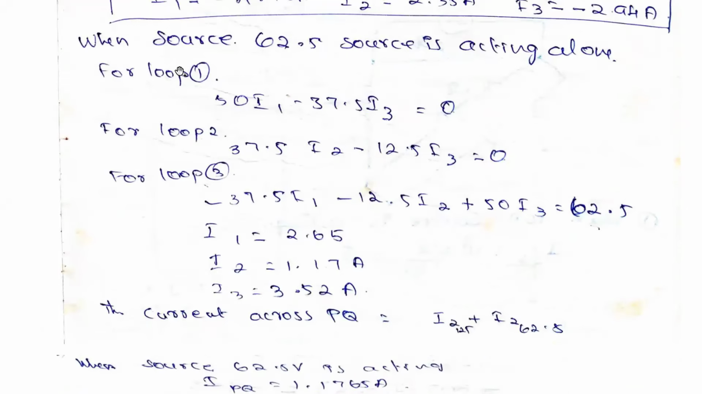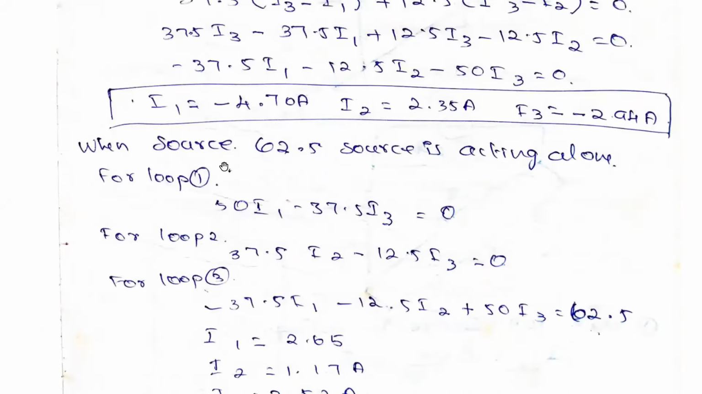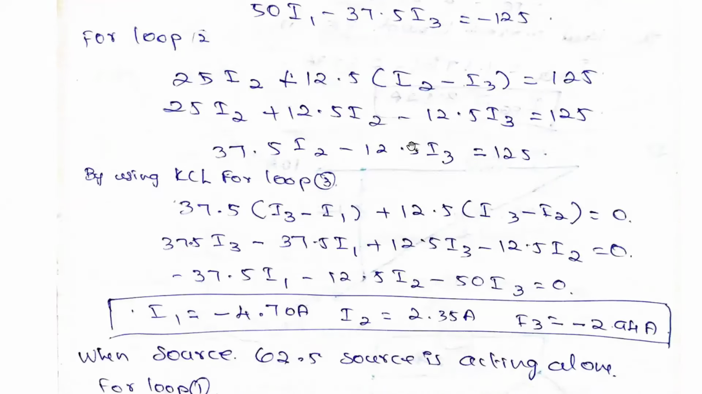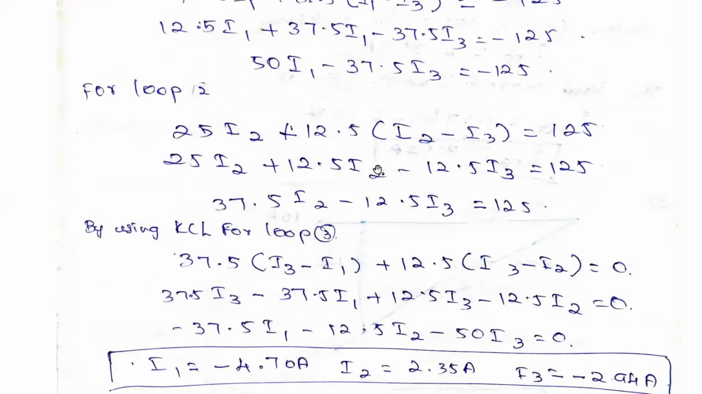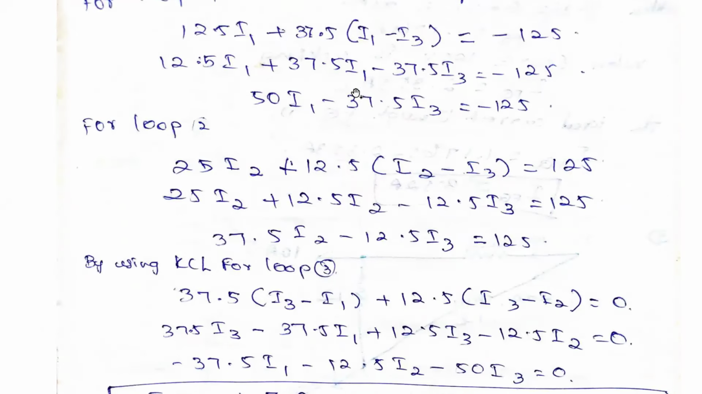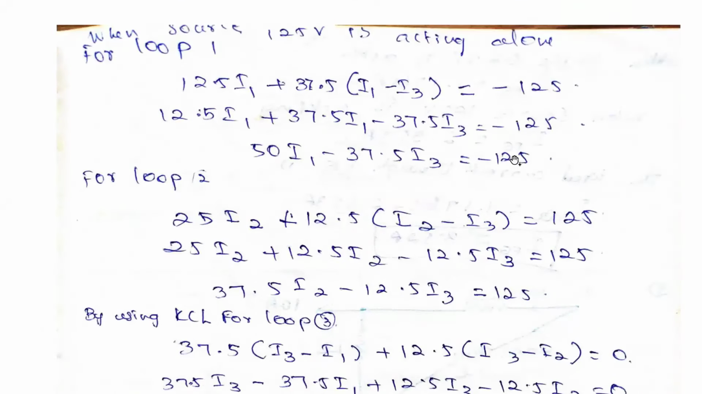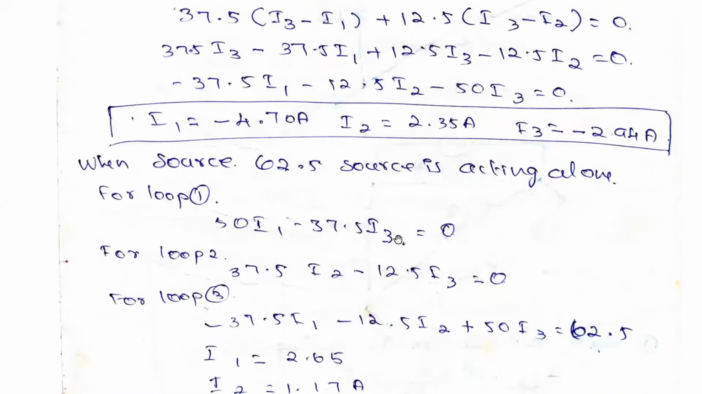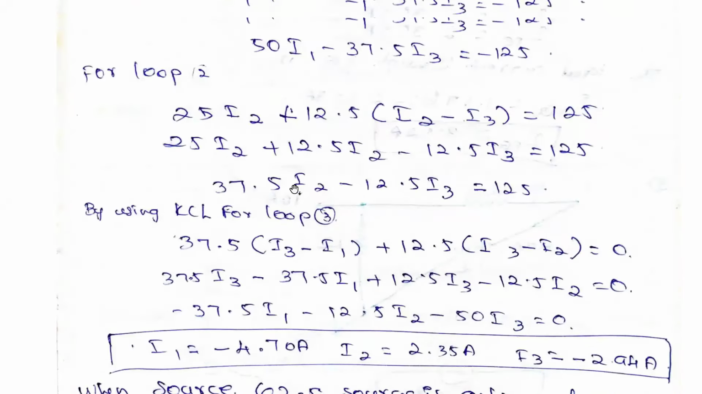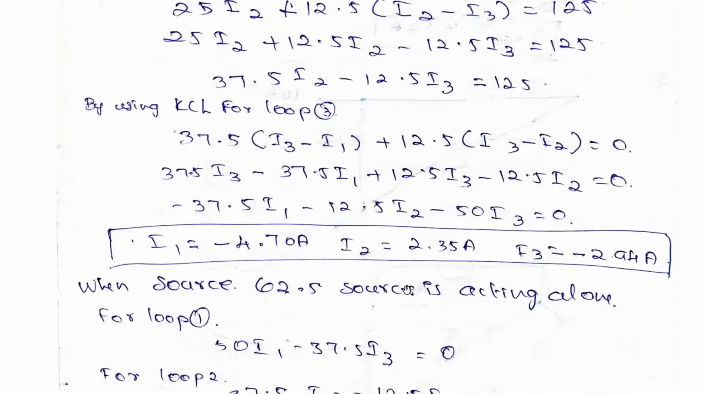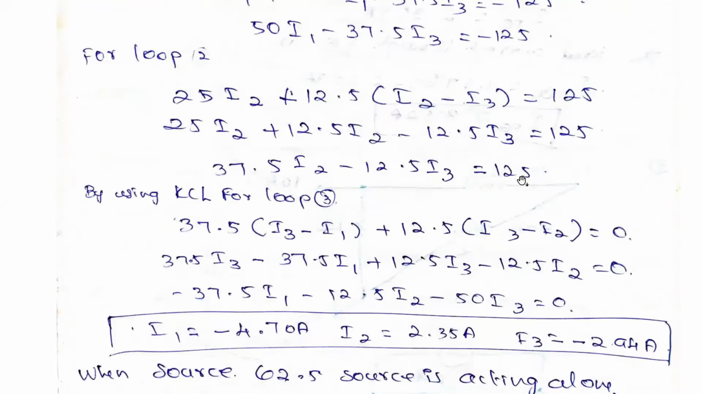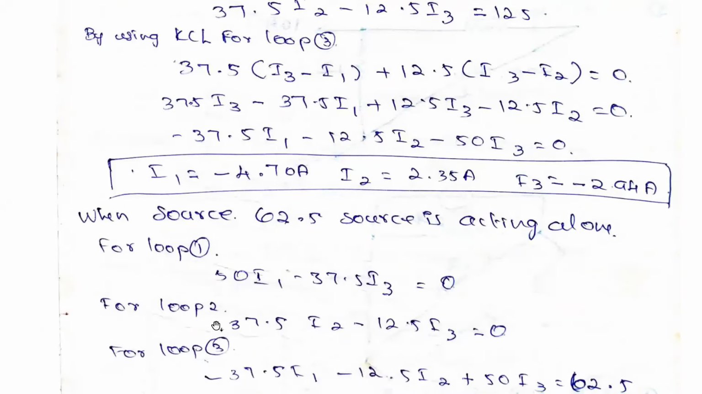Now again, we need to find the equations from loop one. Loop one will not be the same equation, because without the 125 volt source we need to take it. That is 50 I1 minus 37.5 I3 is equal to 0, instead of 125, because we have short circuited the 125 volt source, so it is 0. Now we get the equation. From loop 2, it is almost the same, but here the 125 volt will not come, so we take it as zero.